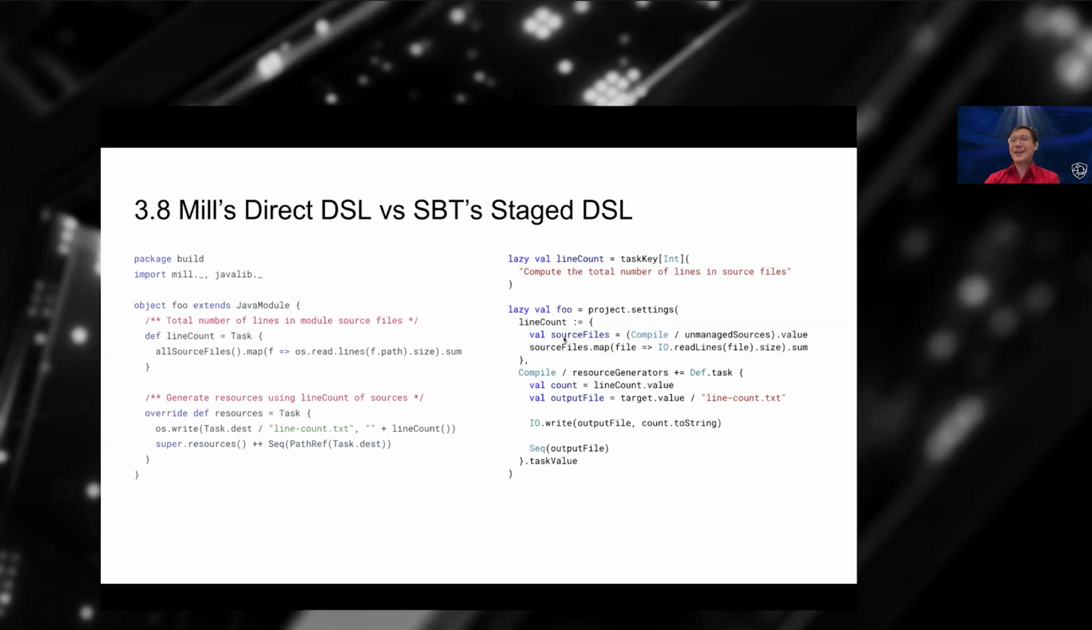The SBT code on the right is technically Scala, but it doesn't look like any Scala code you've probably touched outside of the SBT code base. You have these lazy val lineCount equals taskKey things with this pseudo Scaladoc that's not really Scaladoc. And lineCount is kind of a method definition, but it's not really a method definition, it's actually a lazy val, but it's used like a method definition.